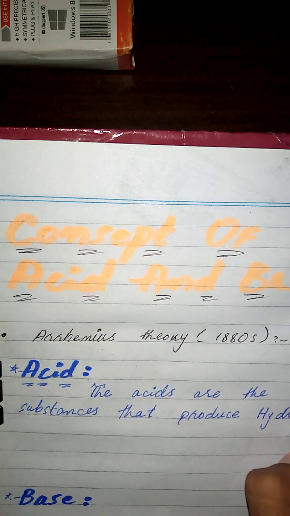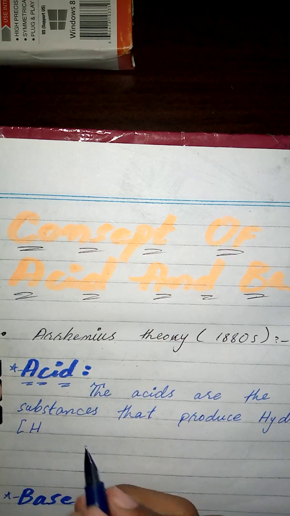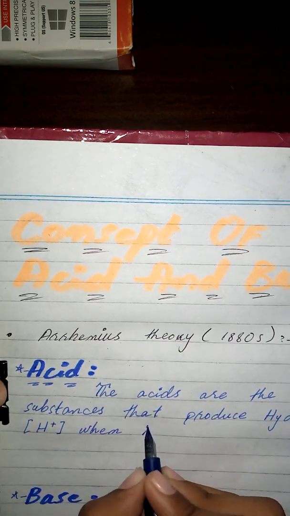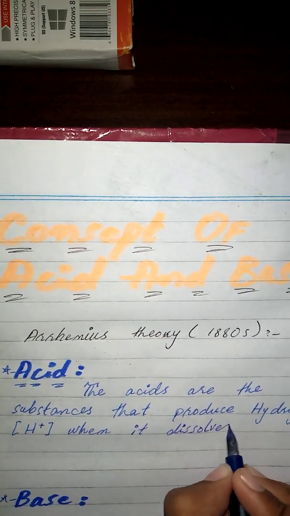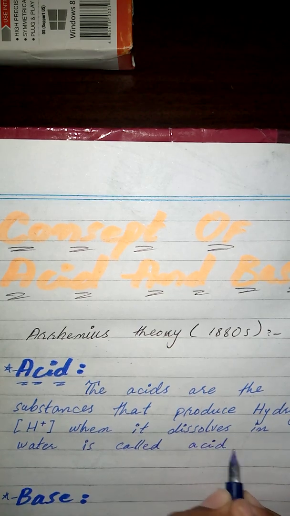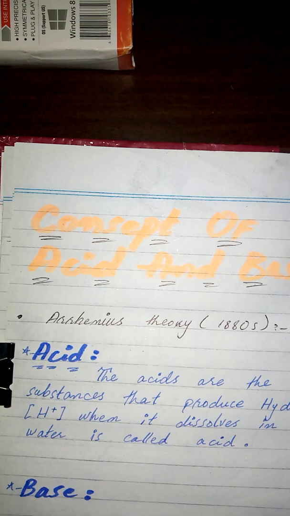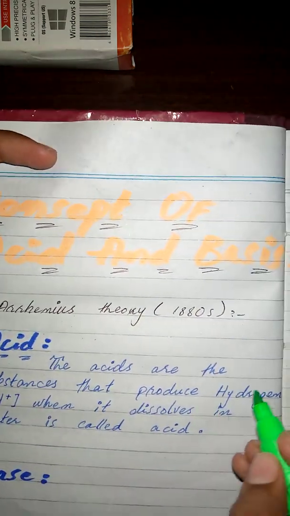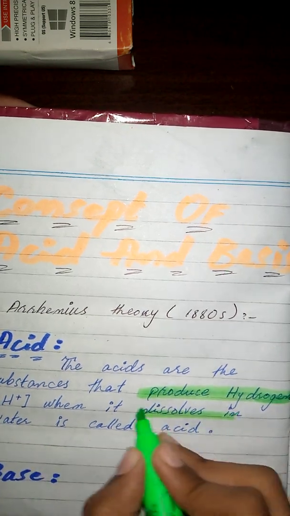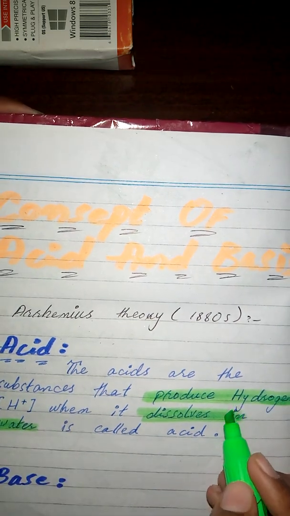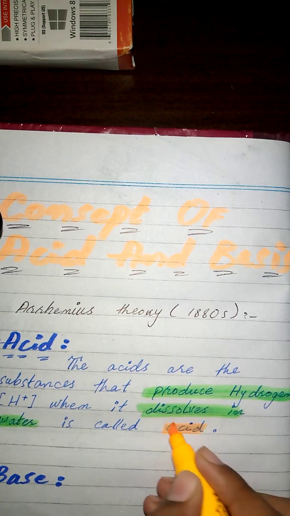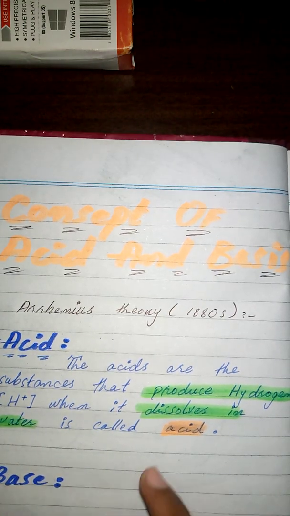hydrogen, which is H plus. Hydrogen, when it dissolves in water, is called acid. So Arrhenius theory gave us that the acids are the substances that produce hydrogen when dissolved in water. A substance that dissolves in water and gives us the hydrogen is known as acid. When we dissolve the acid into the water, it produces the hydrogen, and is called acid.